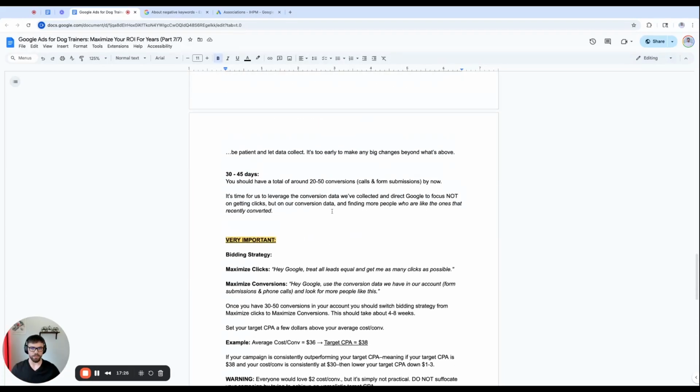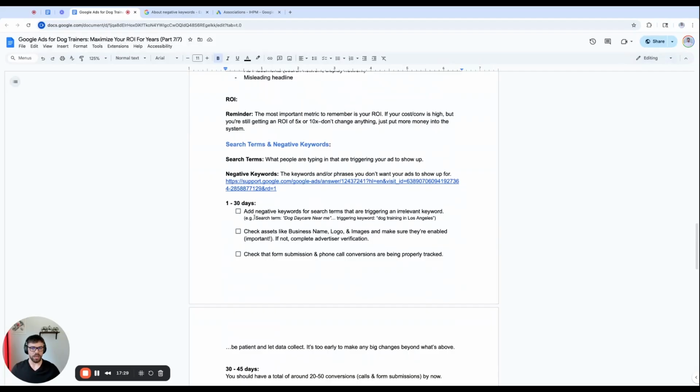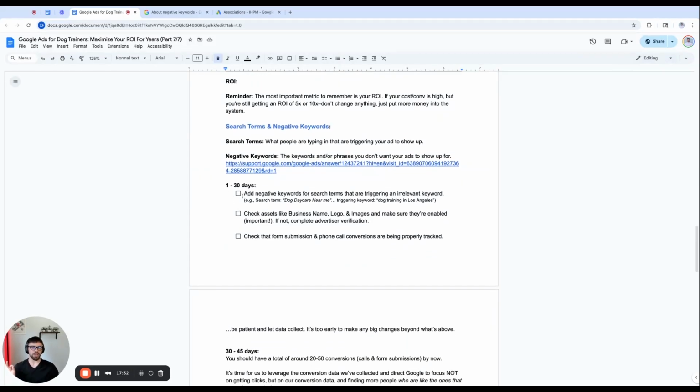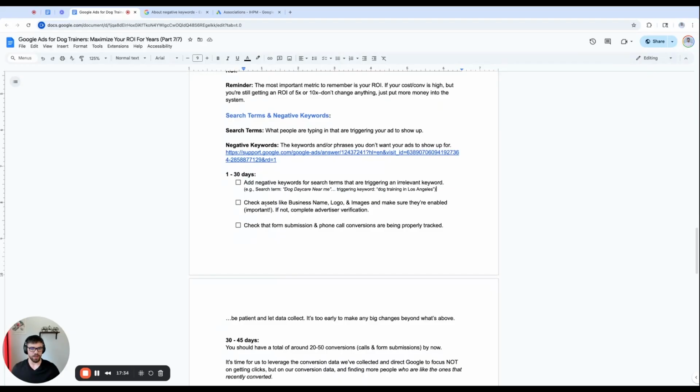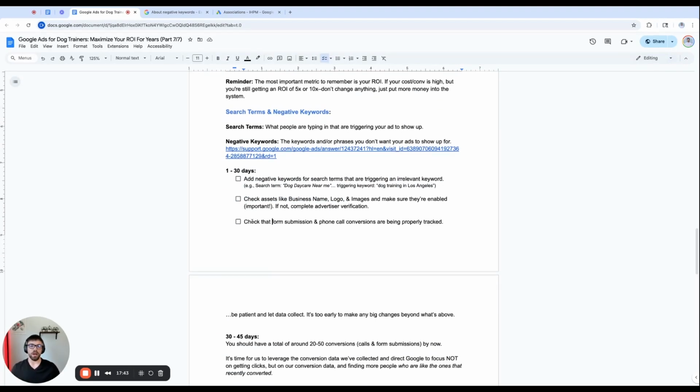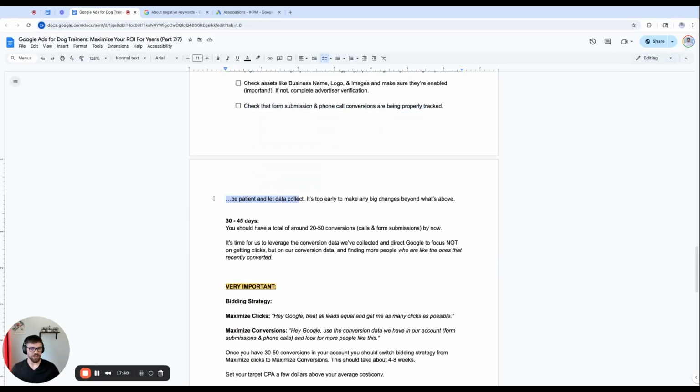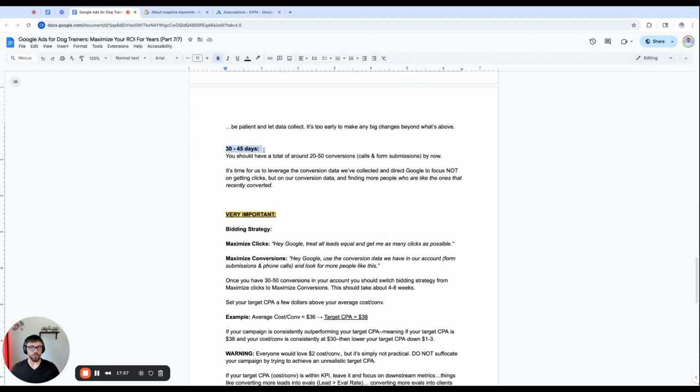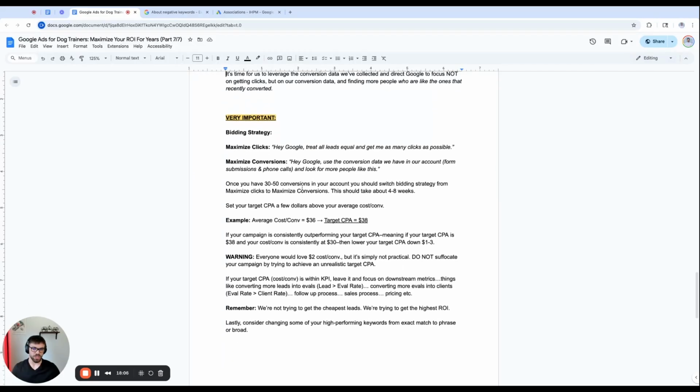So just to rewind a little bit. In the first 30 days of your campaign, you're not making any big changes. You're simply adding negative keywords as they come in. You're checking assets like your business name, your logo, and images to make sure that's all in place and your advertiser verification is complete. And you're also making sure that your conversions are being tracked properly. But you haven't done much yet. It's too early. We don't have enough data. You shouldn't make any big changes in the first 30 days. Now, once you're 30 to 45 days in and you have a good amount of conversions in your account, it's time for us to leverage those conversions and switch our bidding strategy to maximize conversions.